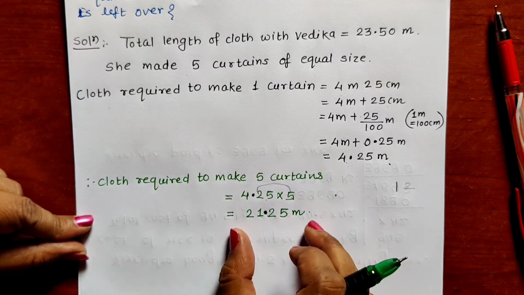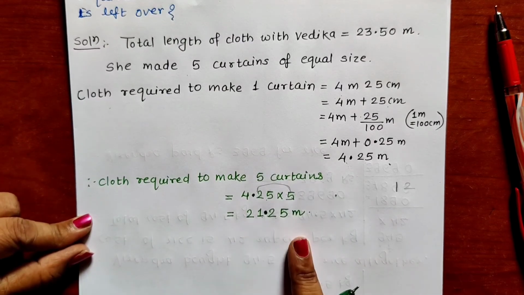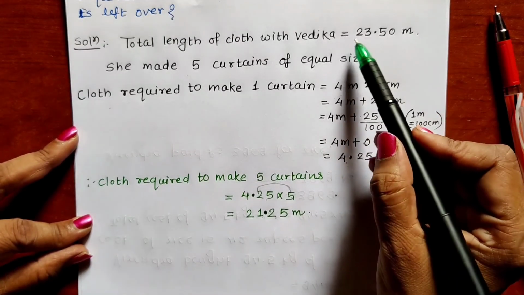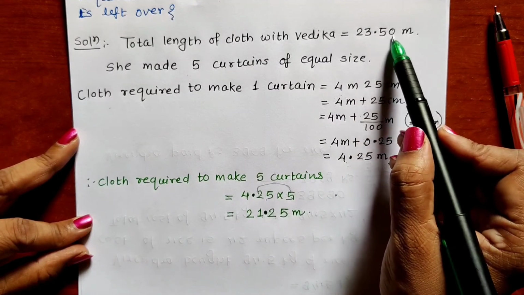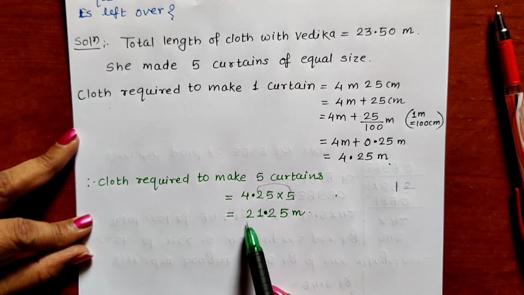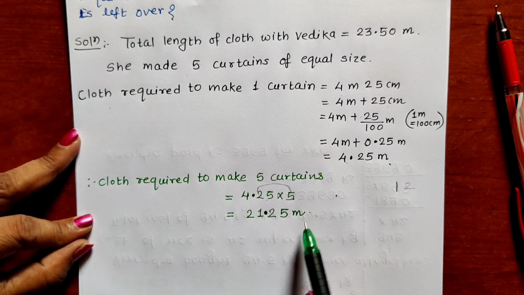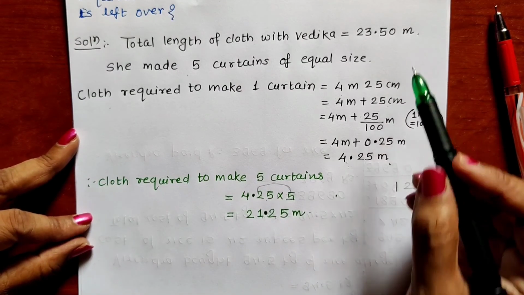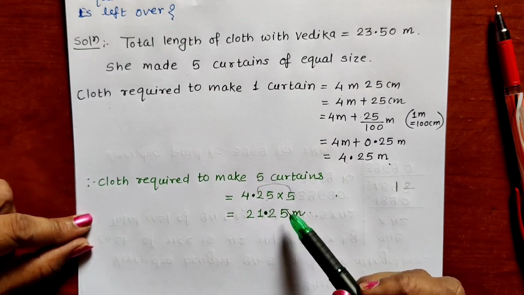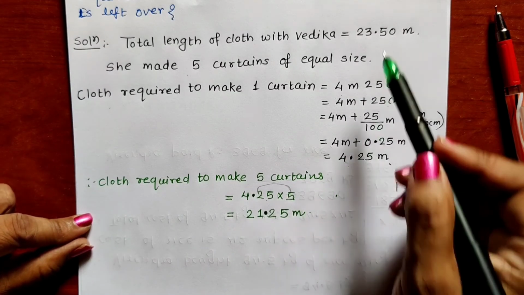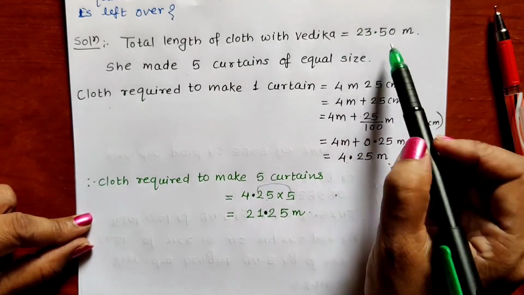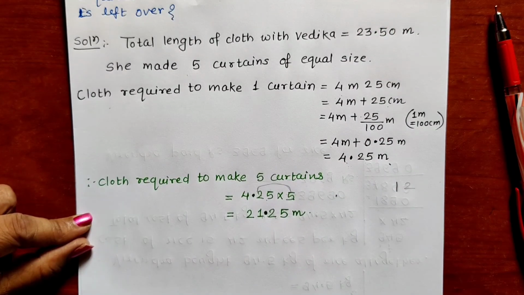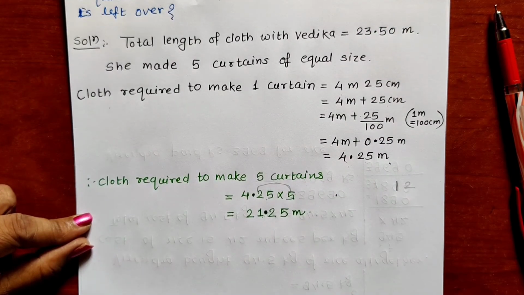So this much cloth she required to make 5 curtains. But how much cloth does she have? She has 23.50 meter of cloth and she used this much cloth to make the curtains. So how much cloth is remaining with her? Leftover cloth will be, we have to subtract the cloth required to make 5 curtains from the total cloth. So let us subtract and we will get the answer.